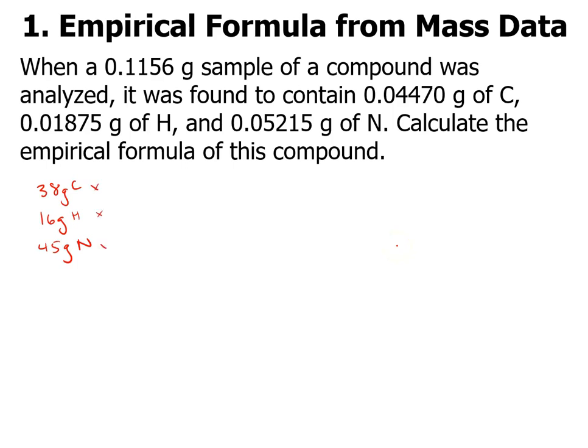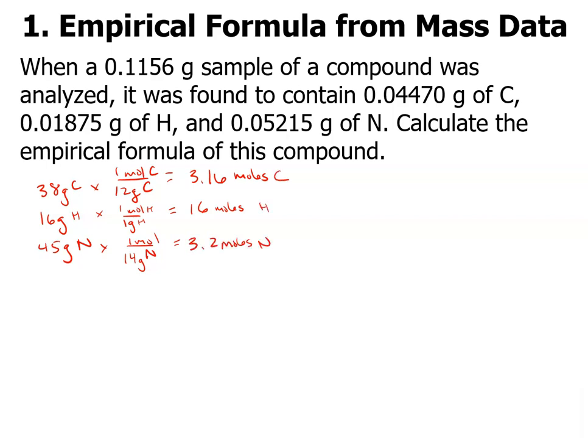Then we're going to need to know the atomic weight of those. Carbon is 12 grams of carbon per 1 mole carbon. Hydrogen is 1 gram of hydrogen per 1 mole of hydrogen. And then nitrogen is going to be 14. So if we take 38 divided by 12, that gives us approximately 3.16. 16 divided by 1 is going to still be 16. And then we have 45 divided by 14. That's going to give us 3.2.